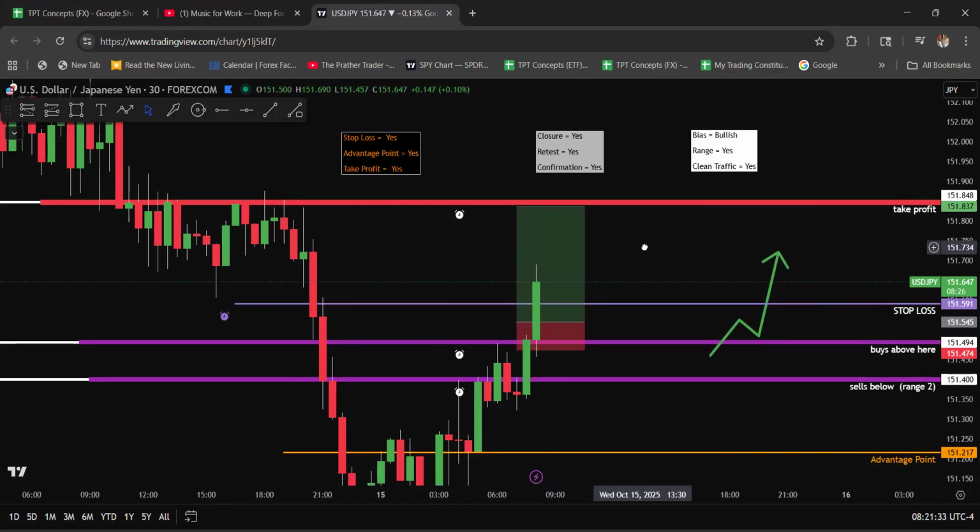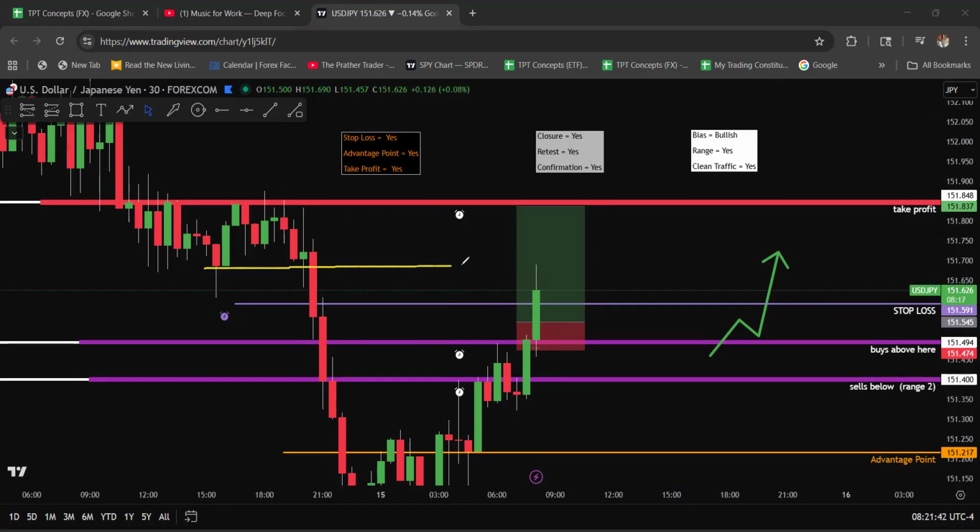Okay, gang, we still have a little over 8 minutes for this 30-minute candle to close, and you see why I took some profit around this level here. Boom. Because price is rejecting it, and it could potentially pull all the way back.